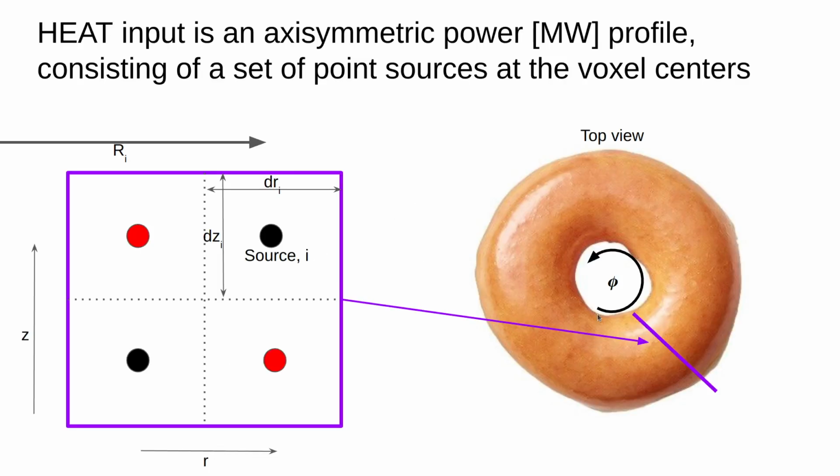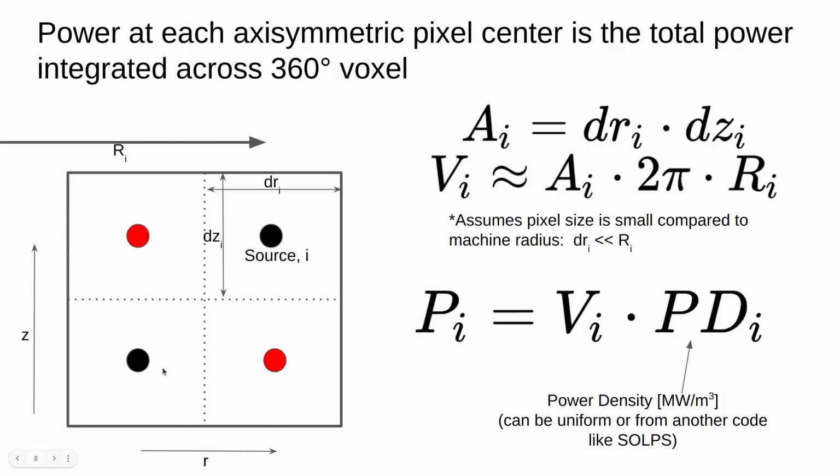So in HEAT, what we do is we're going to take this slice, and if we look at a cross section of that, there's an R and a Z coordinate, and we'll break it into cells, right? So each one of these sources will have, like here I'm just putting them at the center of each cell, and then we can calculate the area for each source. So for source I, we have dR and dZ I, and that's A_I, and then we can take the volume as approximately 2 pi R times that area if these are small, and then you can take the power density and multiply it by the volume, and that's how you get P_I. So that's what P_I is.